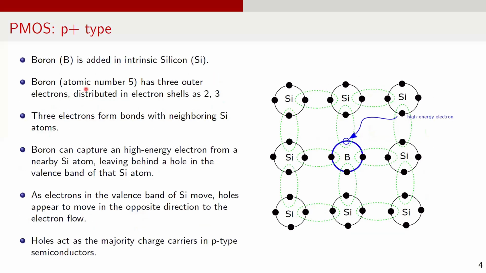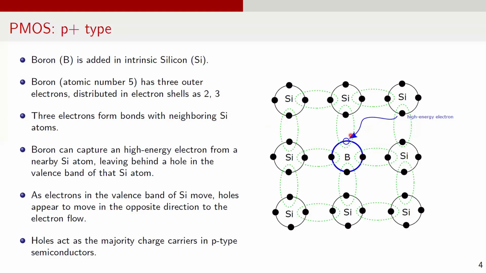Now for PMOS. In PMOS, the P plus regions are created by doping silicon with a group 3 element, or an element which has 3 electrons in the outer shell. Most commonly, boron is used. Boron with atomic number 5 has electrons distributed as 2 and 3 in energy shells. When boron is introduced in the silicon lattice, 3 electrons bond with the neighboring silicon atoms.